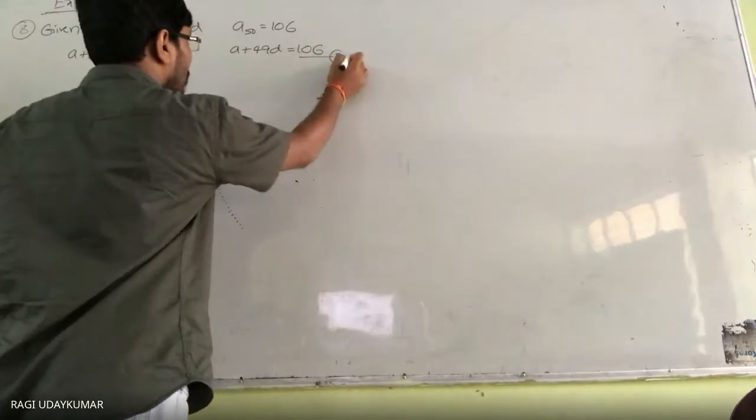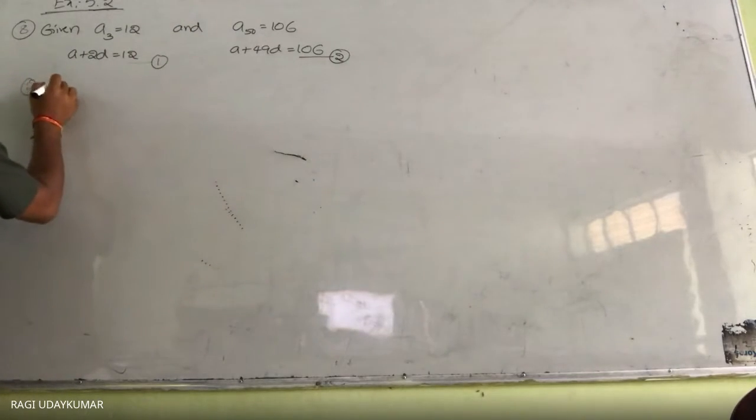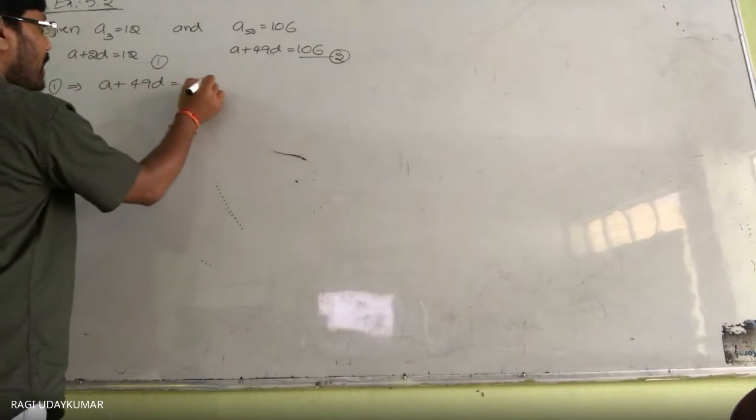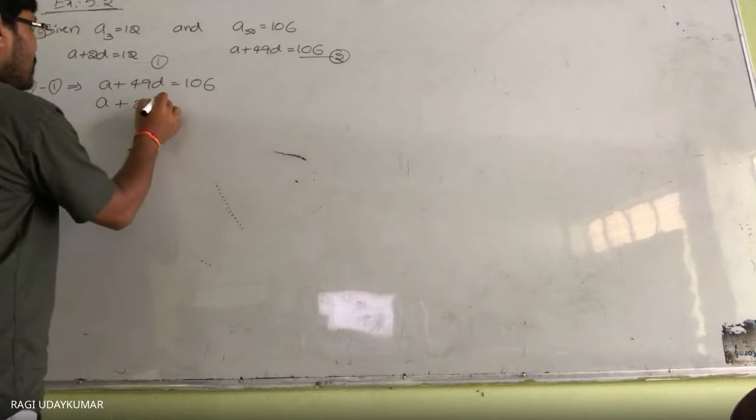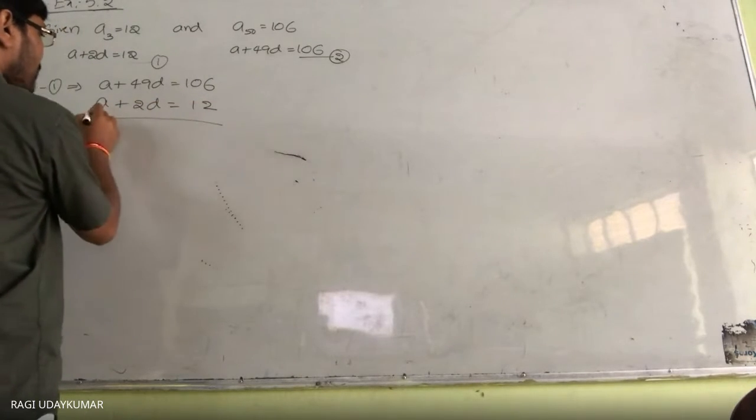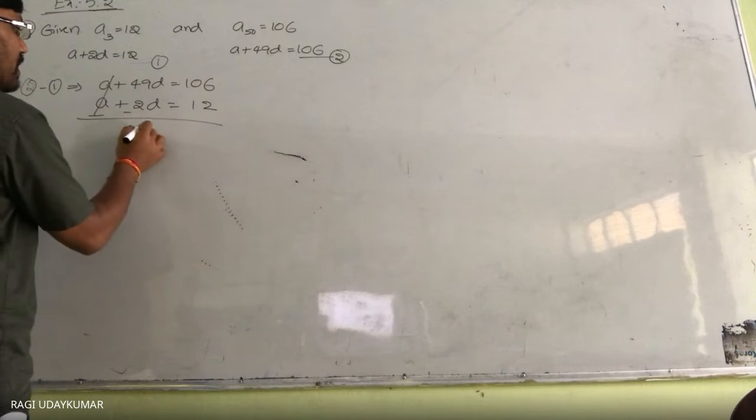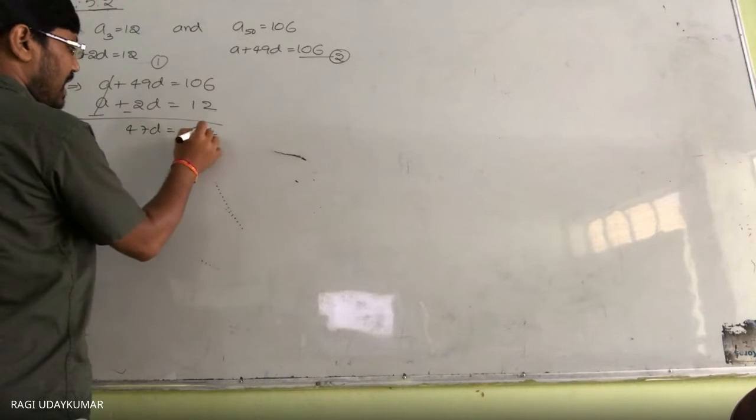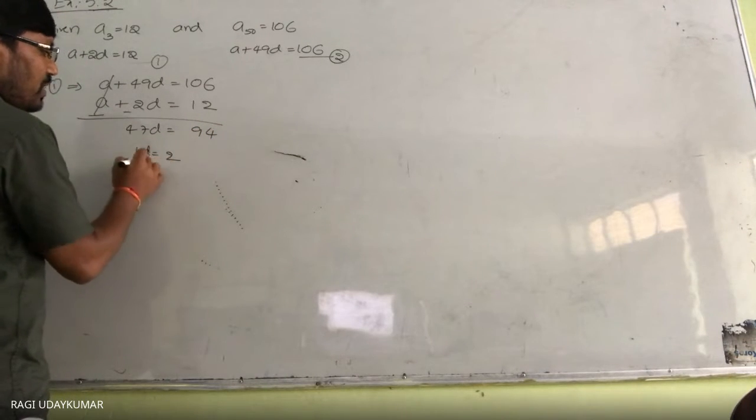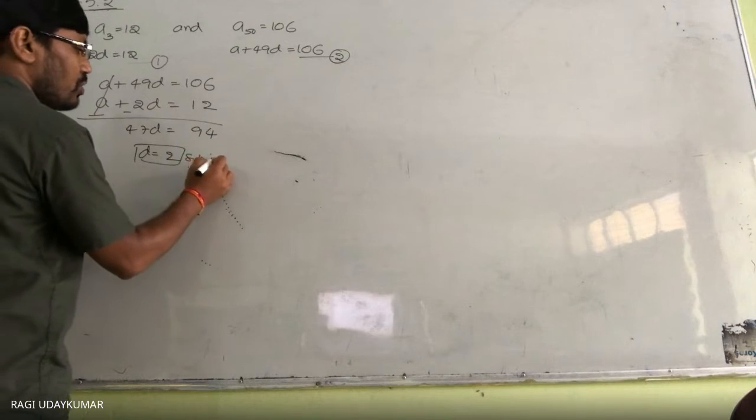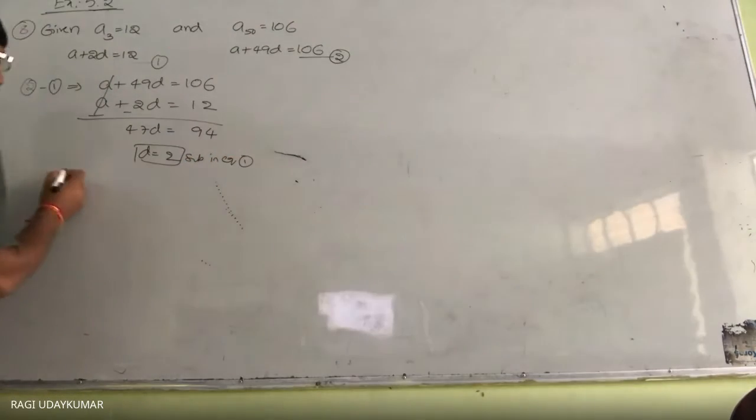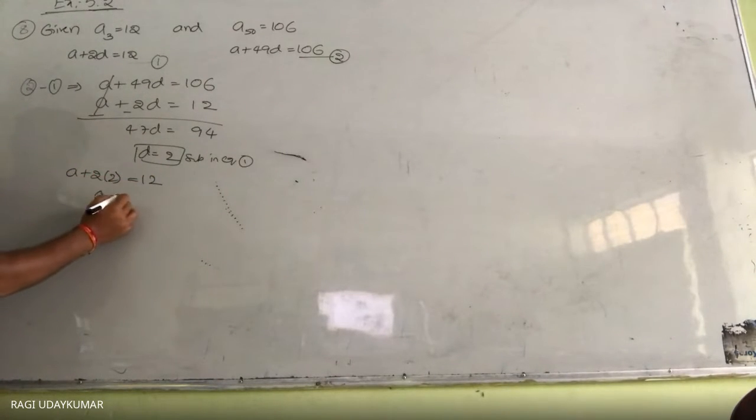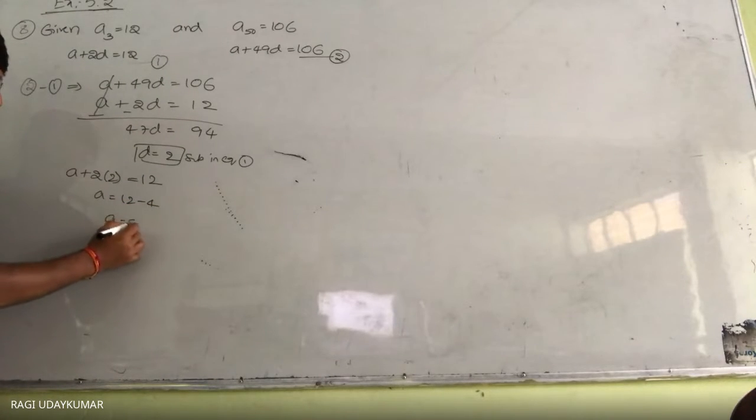Consider equation number 2, and do 2 minus 1, second equation minus first equation. A plus 49D is equal to 106, and A plus 2D is equal to 12. Subtract them. We get 47D is equal to 94, D is equal to 2. Substitute this D is equal to 2 in equation number 1. A plus 2 into 2 is equal to 12. So A is equal to 12 minus 4, A is equal to 8.